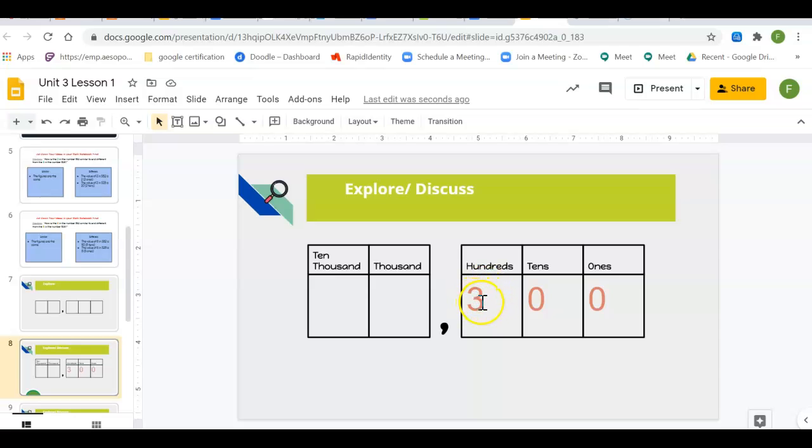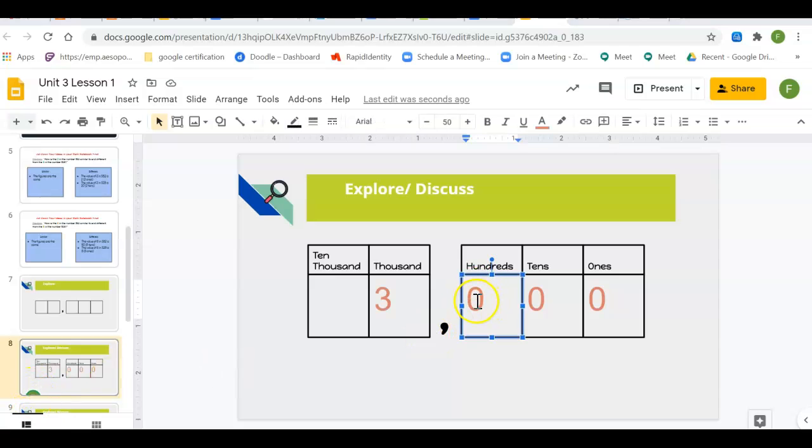300 is 10 times more than the value that the 3 had in the tens place. So now the 3 has a value of 300. I've moved the 3 from the hundreds place one place value to the left, and now the 3 is sitting in the thousands place. So what is the value of the 3 as it sits in the thousands place? The 3 represents 3 thousands, so it's 3,000 total.